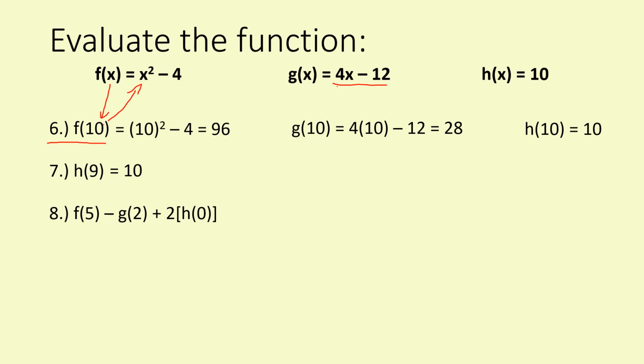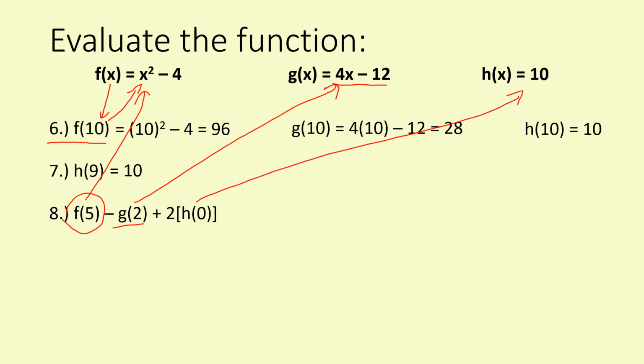In number 8, we have a bunch of different functions that we're combining. So to start off, we have f of 5. That's getting plugged in up here. G of 2 is getting plugged in to that one. 2 gets plugged into that x. And then 0 is getting plugged in over here, but there's no place to plug in, so this is just going to equal 10. And then we have a times 2 on the outside of that. So 2 times that 10.